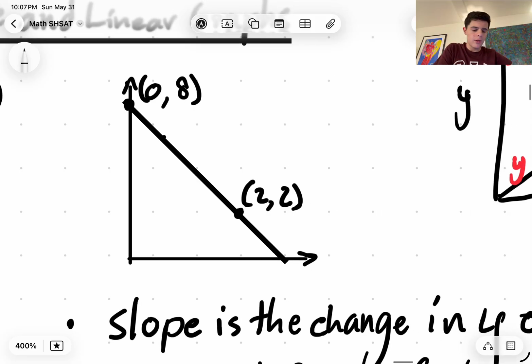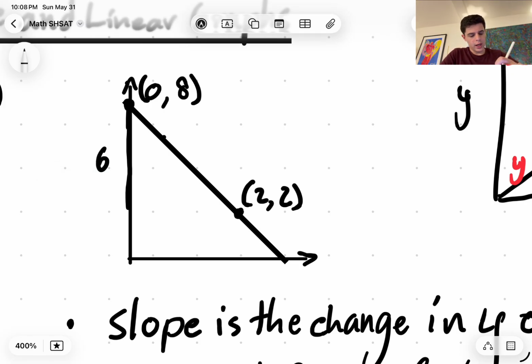Okay, so now we have this graph right here. Before even starting, I can tell you that the slope will be negative, right? Because it's going down as the x's change. So let's just calculate this. So again, if we start here and we go down, we start at 8 and we're going down to 2. So the difference there is going to be 6.